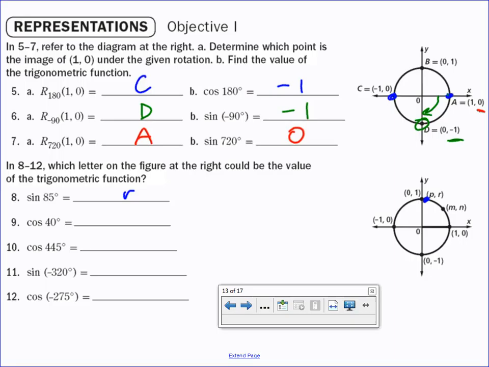Everybody find cosine of 40. What letter is cosine of 40? Well, let's spin 40 degrees. Is cosine the x coordinate or the y coordinate? Cody? So is cosine of 40 degrees M or N? Cody? M, absolutely. That's it.